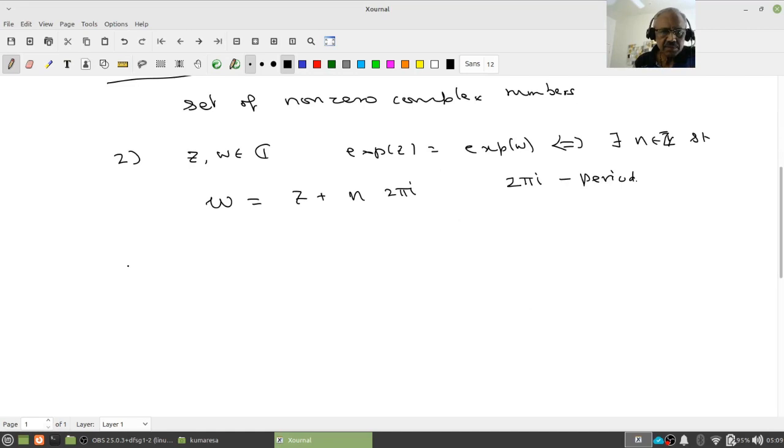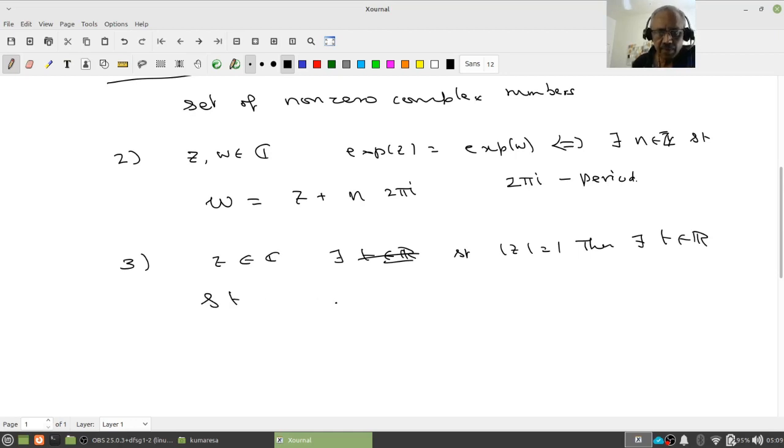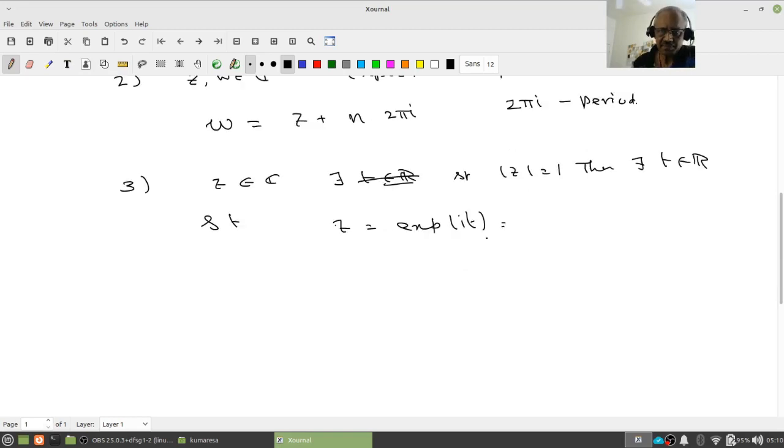The third thing, the following. Take a complex number z in C with mod z equal to 1, then there exists a t in R such that z equals exponential of it. So this is something like cos t plus i sin t, right?